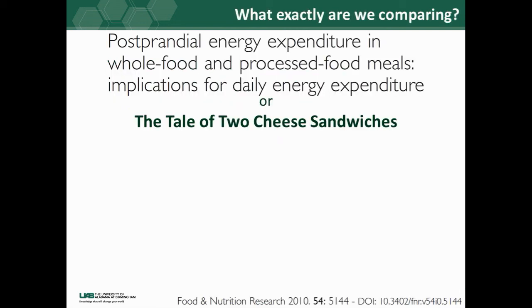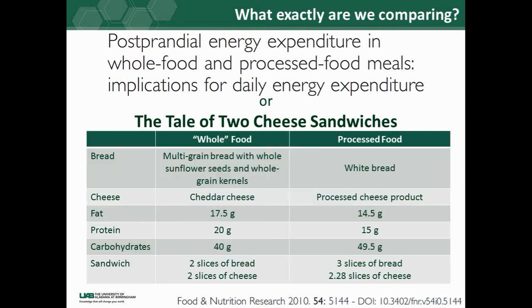So I'd like to begin using this example, which Michelle Boham-Brown, my wife and colleague, had presented to me. She came across this one day, and the paper is titled Postprandial Energy Expenditure in Whole Food and Processed Food Meals, Implications for Daily Energy Expenditure, or as she called it, The Tale of Two Cheese Sandwiches. So I don't think inherently there's necessarily anything wrong with this study the way it was conducted, but there might be some concerns for the representativeness of these two cheese sandwiches to represent all whole food and all processed food.